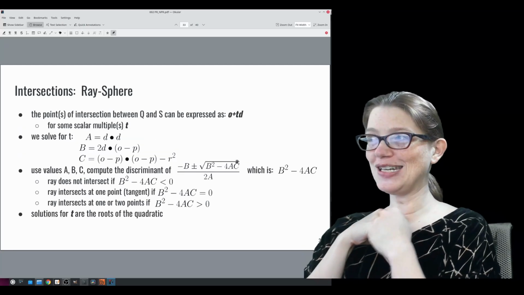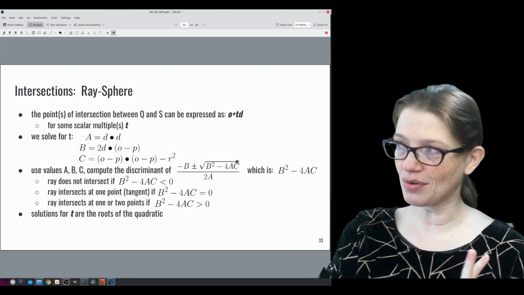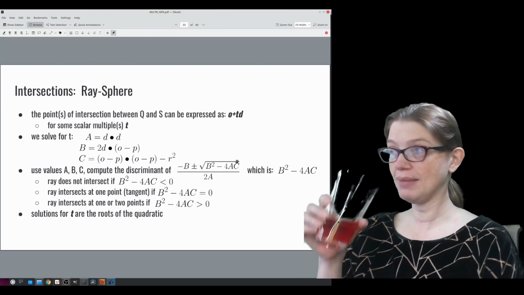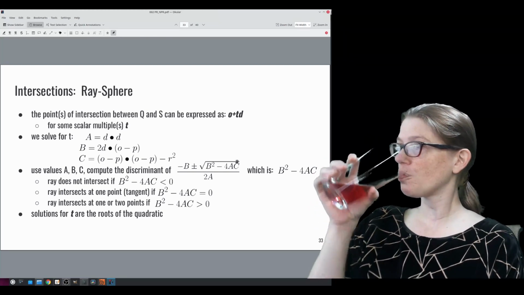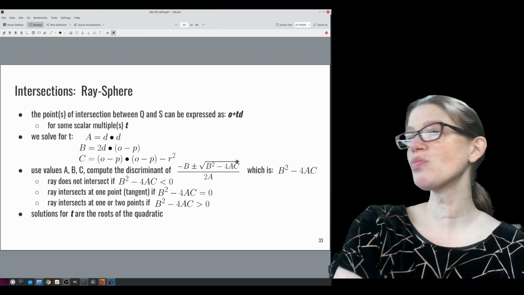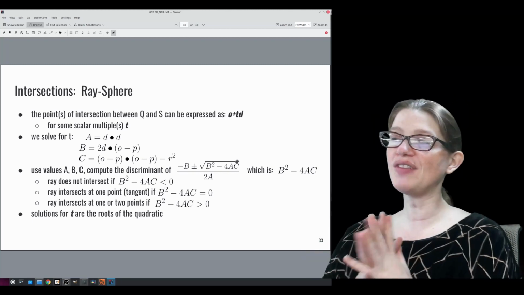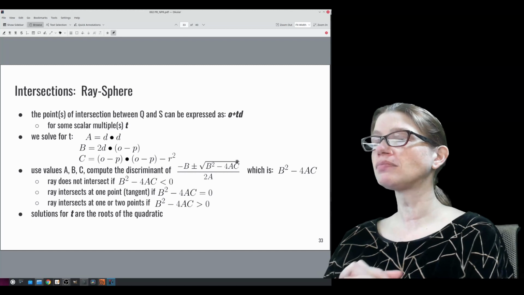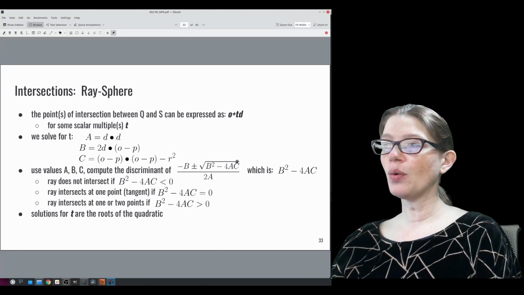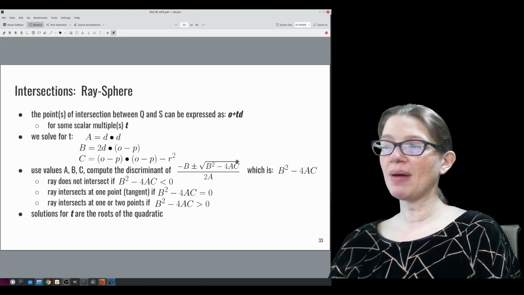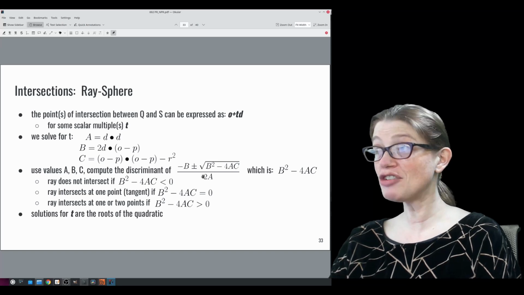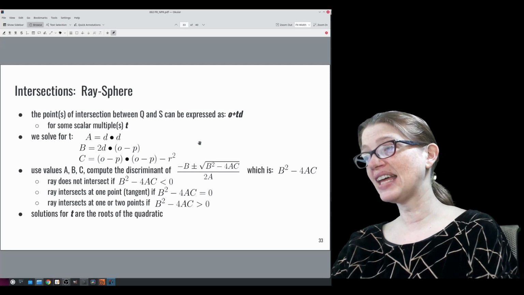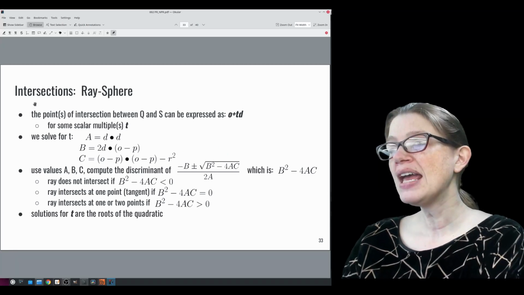So how do we do this? I'm not going to derive it. I'm just going to tell you the formulas to use, and you can use them. The first thing we need to figure out is how many points of intersection there are between the ray and the sphere. We can do that by solving this quadratic equation, and the number of roots that the quadratic equation has will tell us how many solutions there are.